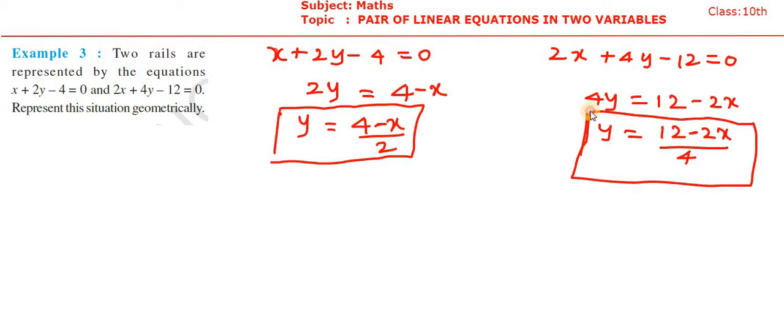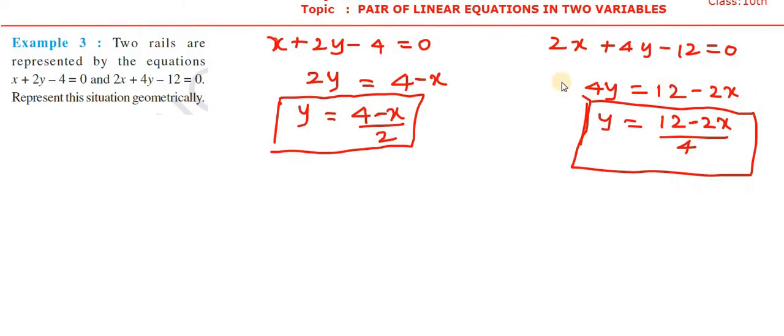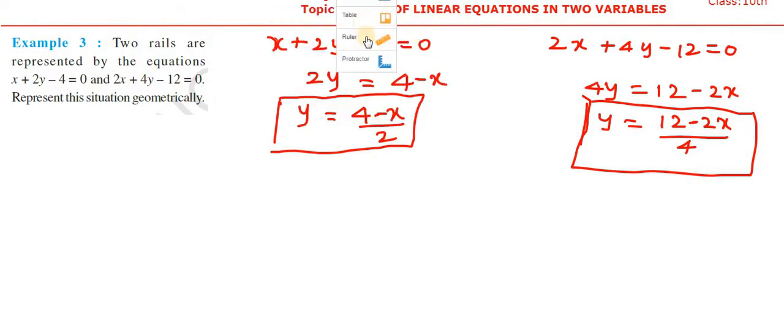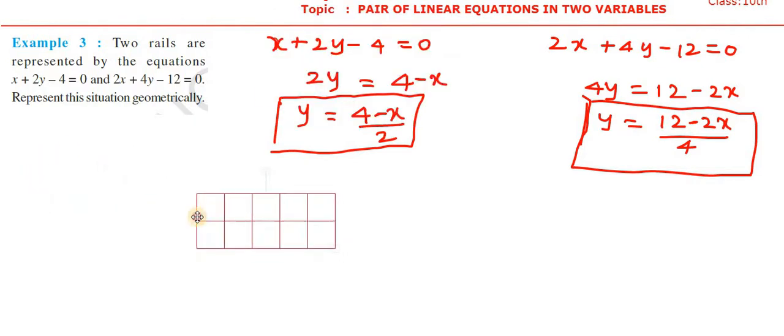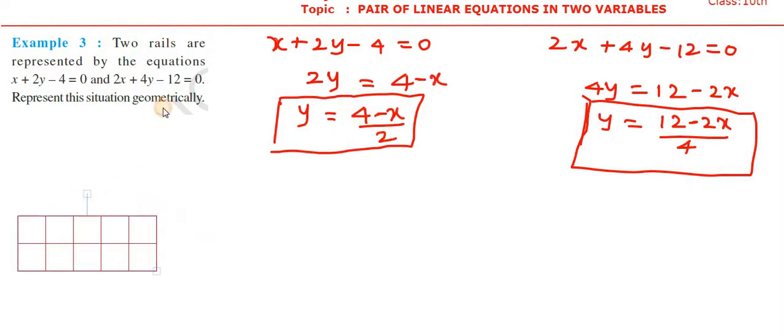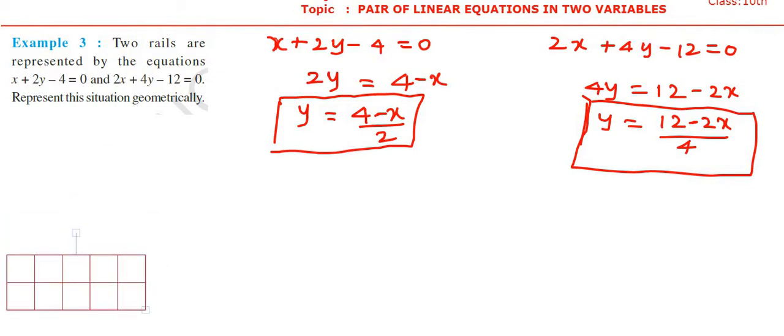Now the remaining steps are the same as what we did in the previous problems. So we need to make the table now. Create one table. I'll take number of rows 2 and columns 5, for this equation, and one more table for the other equation.